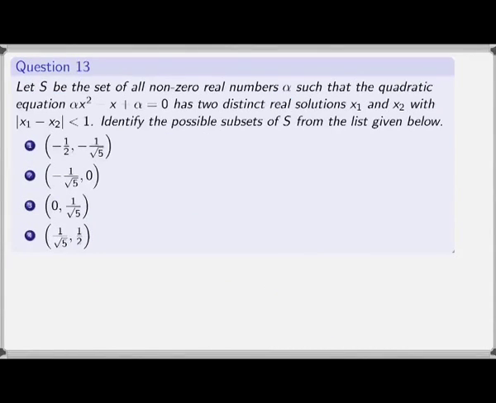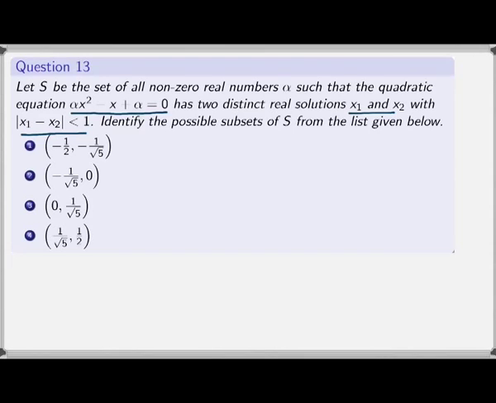This is our question number 13. Let S be the set of all non-zero real numbers alpha such that the quadratic equation alpha x square minus x plus alpha equals to 0 has two distinct real solutions x1 and x2 with the property that modulus of x1 minus x2 is strictly less than 1. We have to identify the possible subsets of the set S from the list given below.